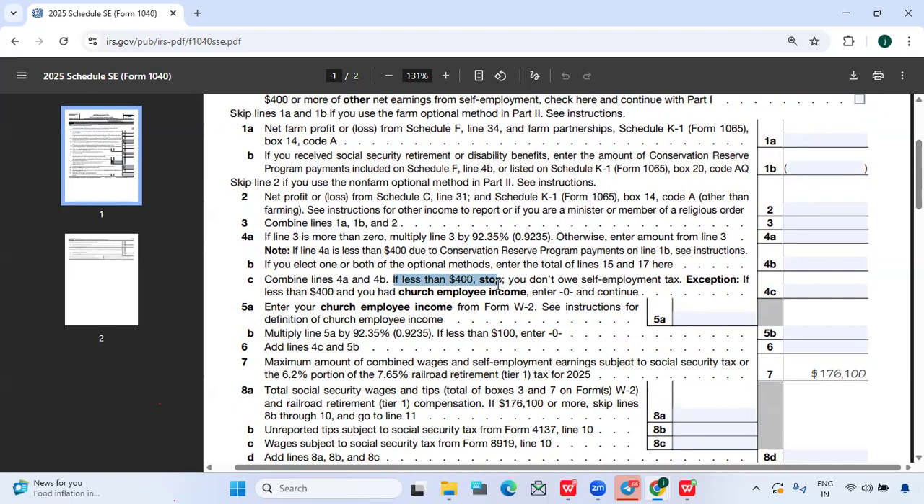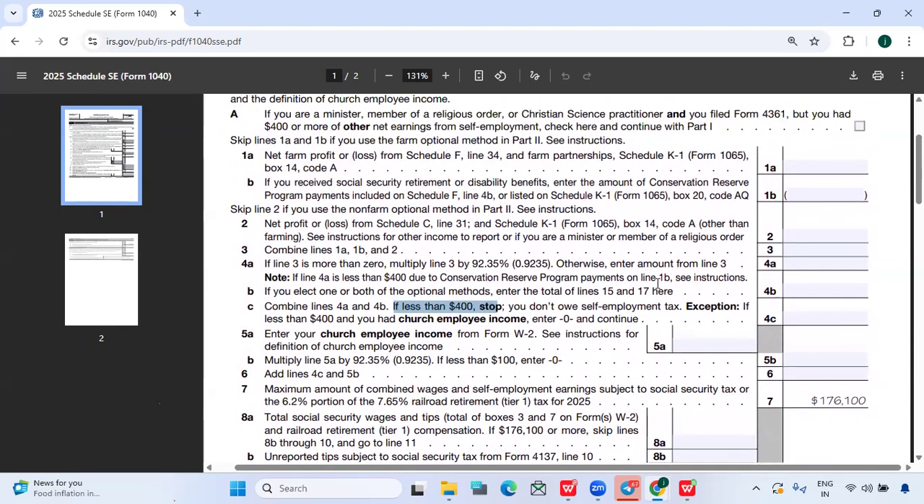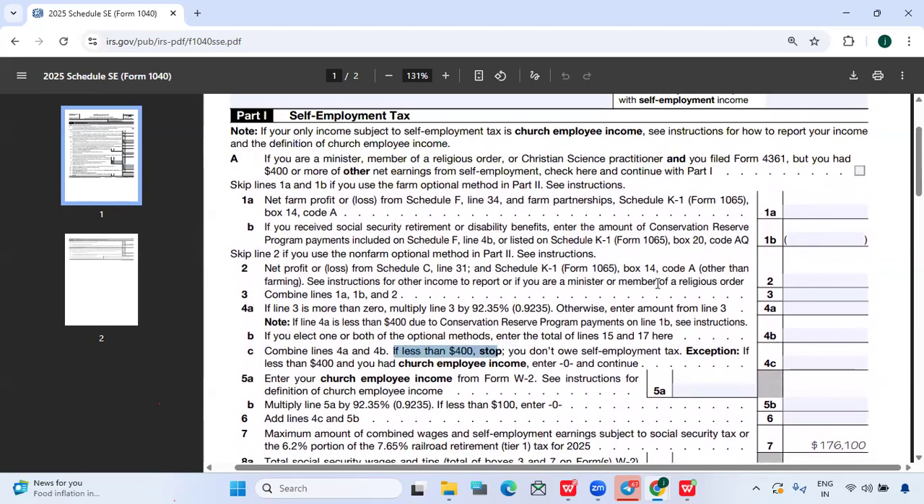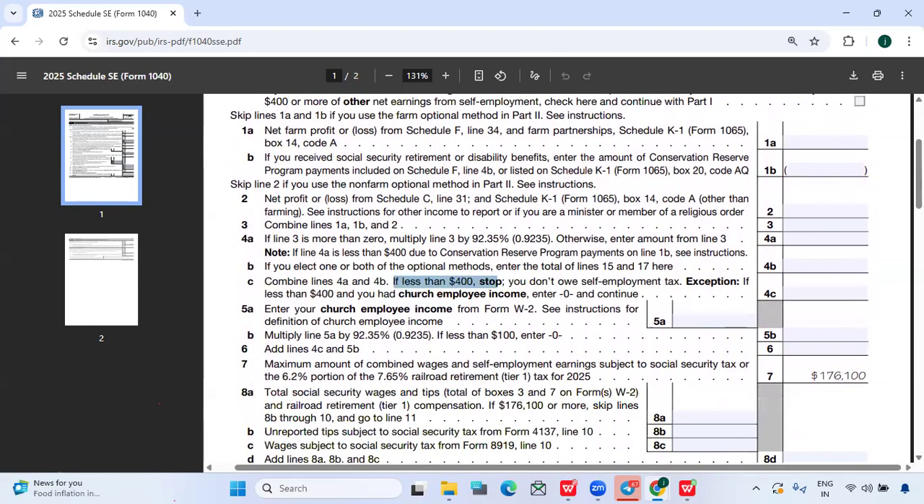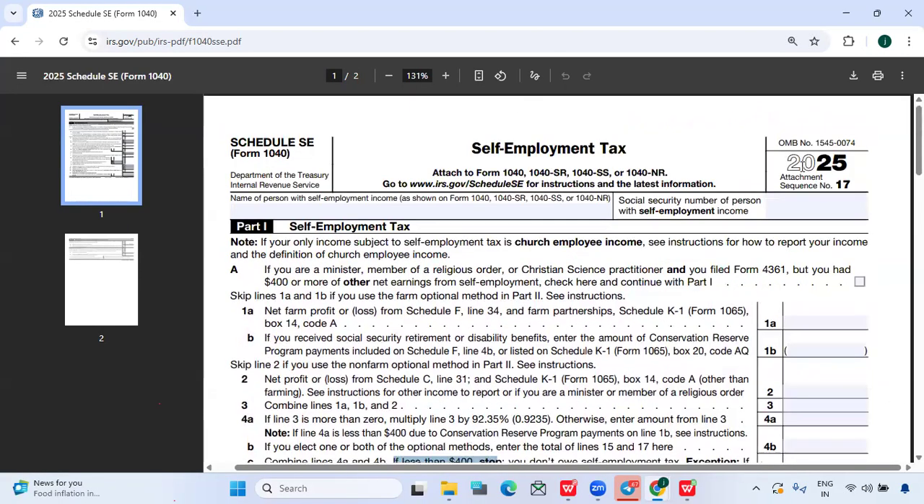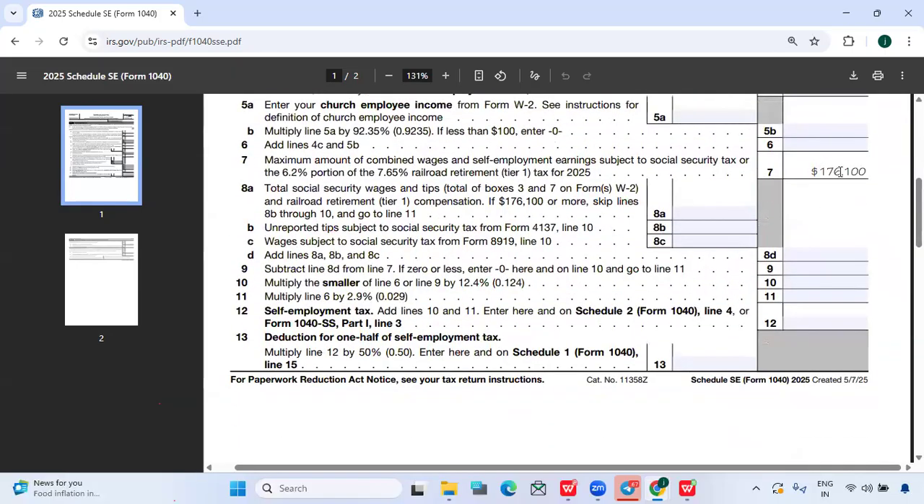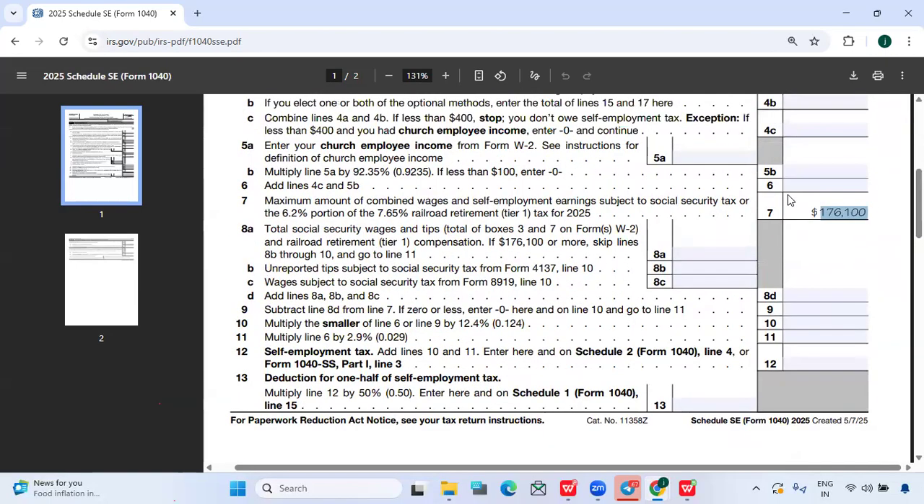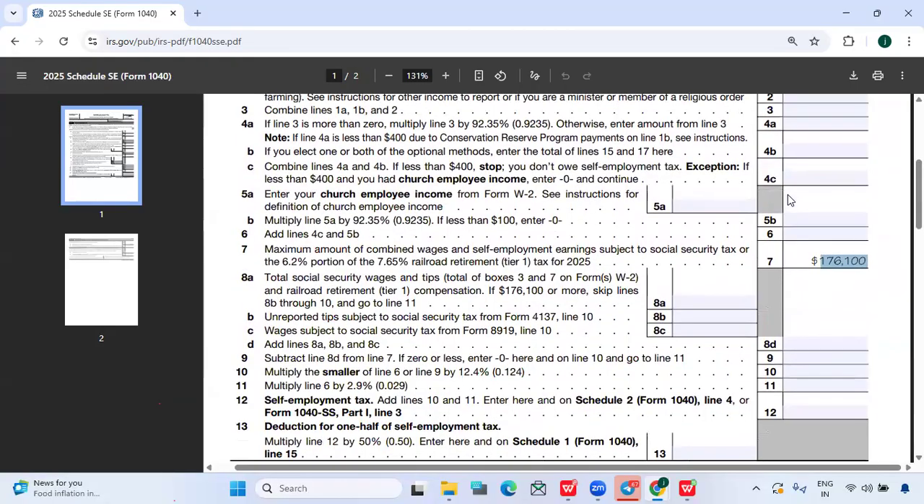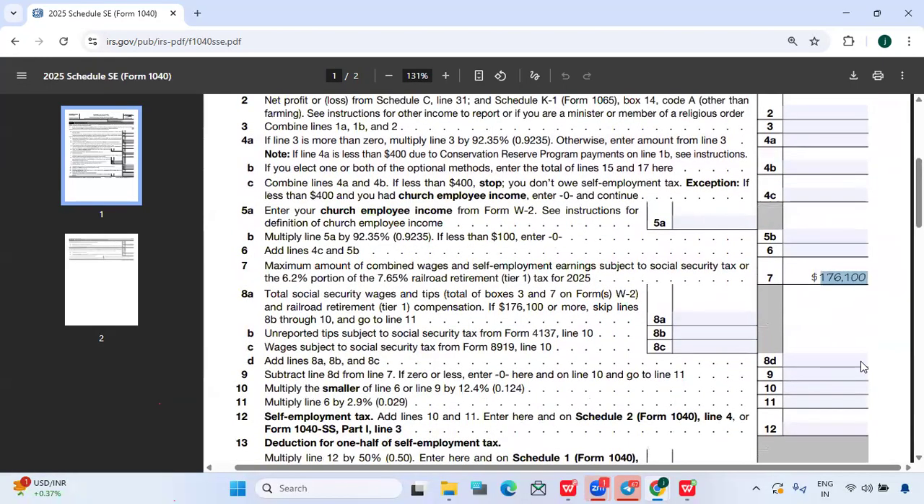That means we need not pay any taxes on this, because this income is less than $400. This is the 2025 form. Actually, we have the 2024 form as well. So in 2024, we can see here 168,600. I will explain 92.35 later, but for now, just remember 92.35.